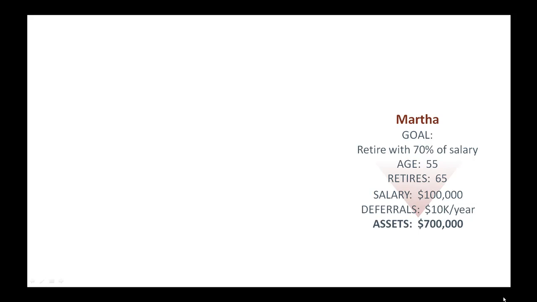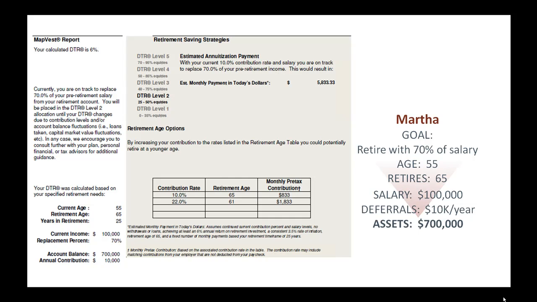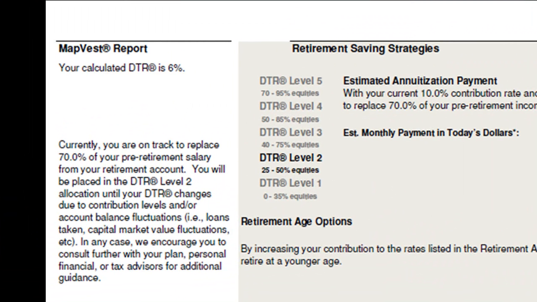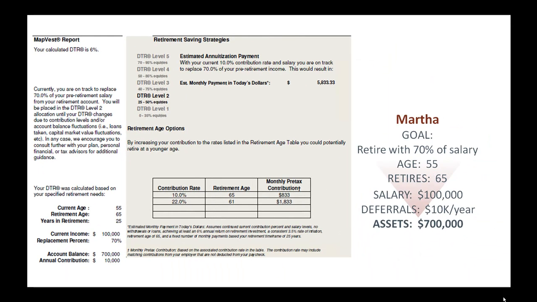When Martha begins portfolio navigation in May of 2007, we analyze her individual situation and generate a personalized MapFest report. We calculate Martha's DTR as 6% and tell her she is on track to replace 70% of her pre-retirement income at retirement. The MapFest report gives Martha critical information about her retirement savings progress. Since Martha's DTR is 6%, she is placed in the DTR Level 2 portfolio.